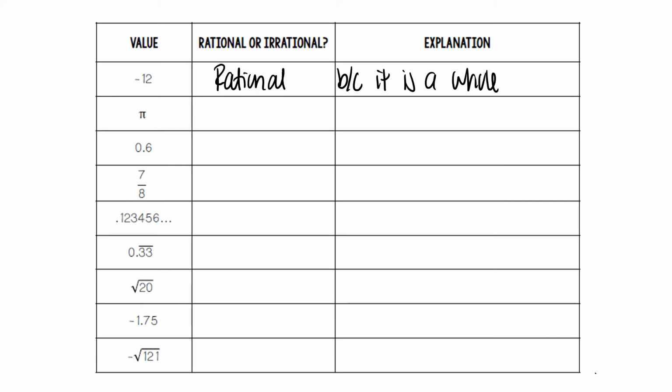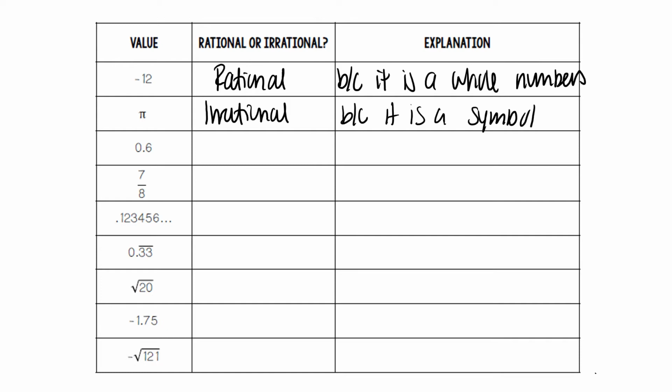Remember, all whole numbers are rational. The second example is pi. Pi is irrational. It is irrational because it is a symbol. All symbols are irrational.